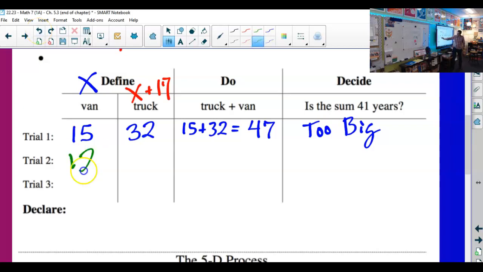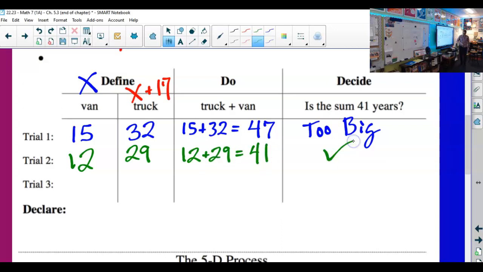So I guess this is 12 plus 17. 29. Yeah, 29. Which equals 41. And we got it. That was quick, Ivan.